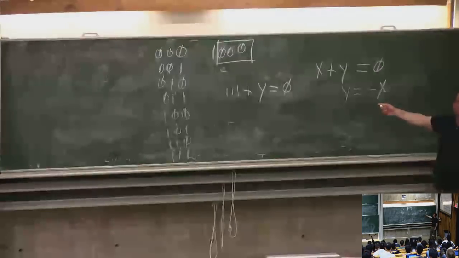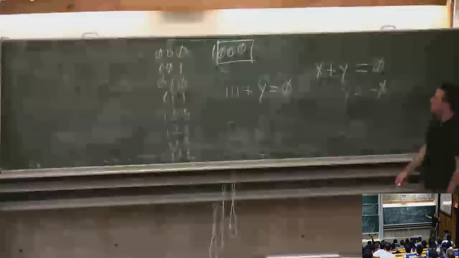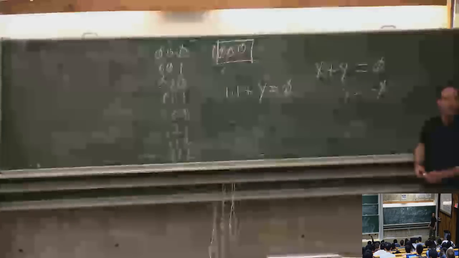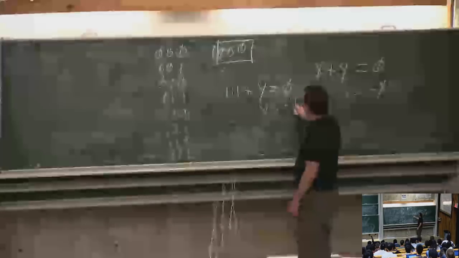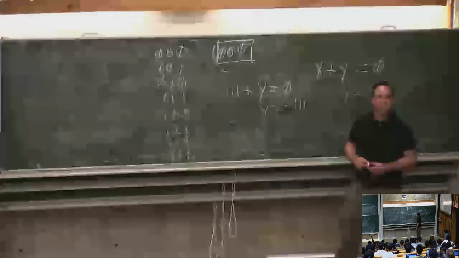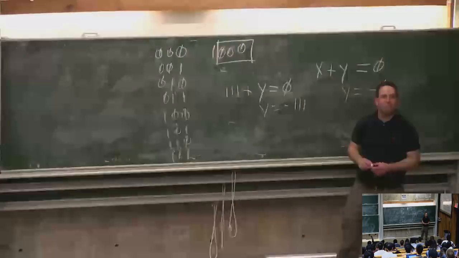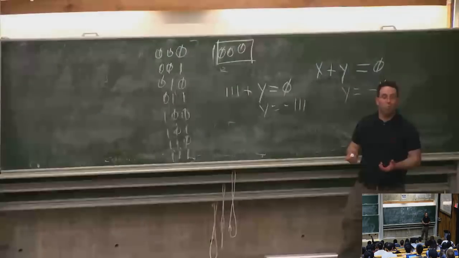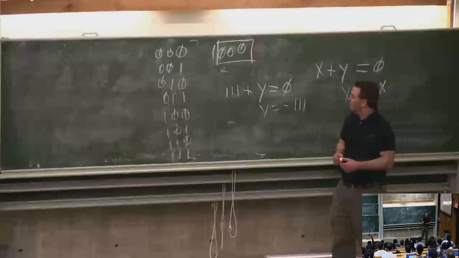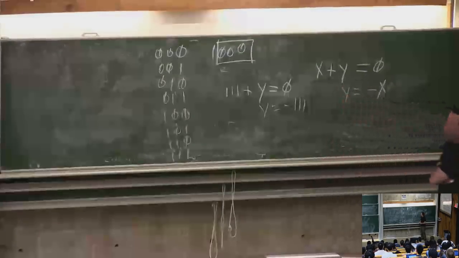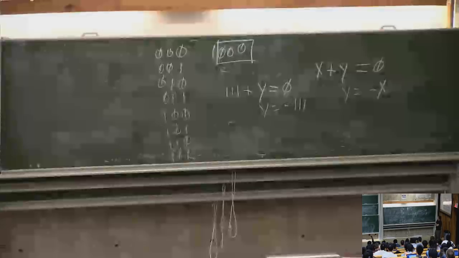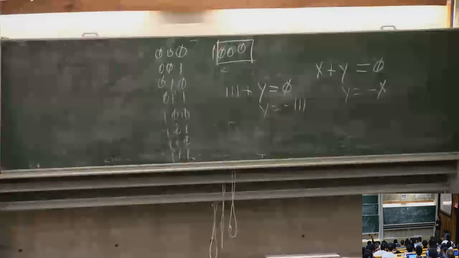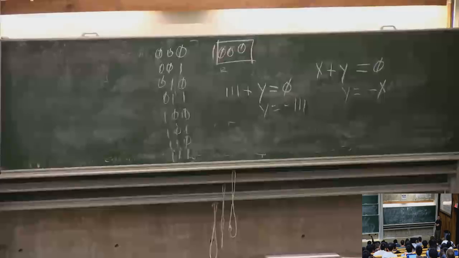What did I do over here? Y equaled negative x, right? What am I looking for here? Y equals negative 1, 1, 1, right? Anybody disagree? We all happy? So what did I add? 1. To 1, 1, 1 to make it 0? 1.